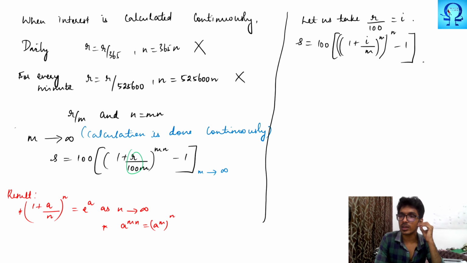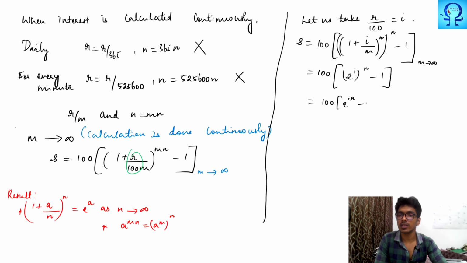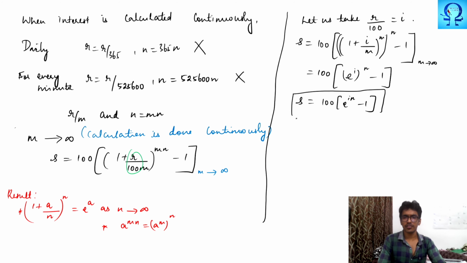And here what should we do? We have to take m approaches infinity. When we take m approaches infinity, this is going to become what? The quantity inside becomes e power I, and the whole power n we have minus 1. So we shall write it as e power I n minus 1. So this is for s. When we are asked to calculate the effective rate when interest is compounded continuously, this is what we have. So this is the form. This is actually the formula.